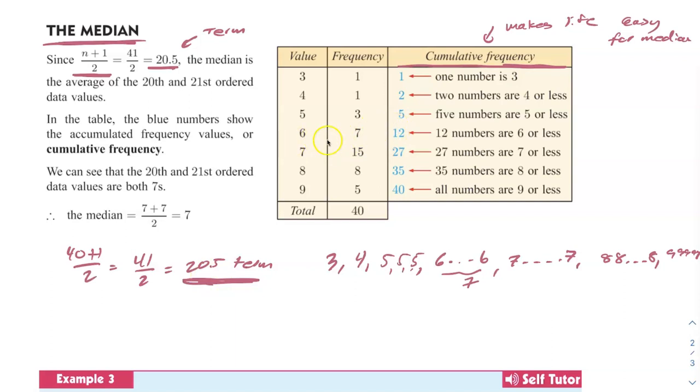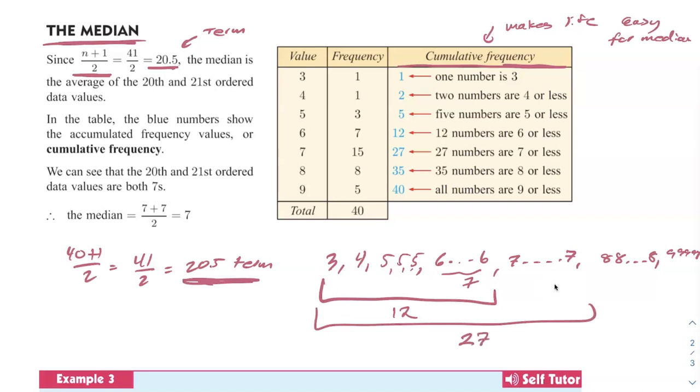Well, at the end of 6, we have a total of 12. That means from here to here is a total of 12 items. Well, I need to get the 20.5 term. So at the end of 7, once I add all these up, now I have a total of 27. So the 20.5 term should fall somewhere in here. So it must be a 7. And that's how we do the median with the cumulative frequency.